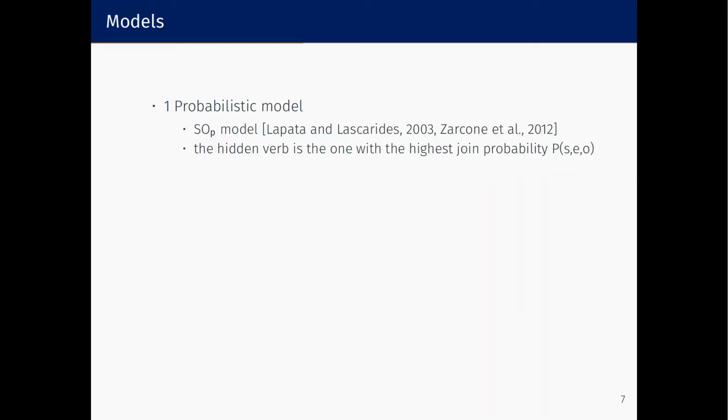We test different computational models for logical metonymy interpretation. The first one is the probabilistic model, previously introduced by Lapata and Lascarides and re-implemented by Zarcone in 2012. The probability baseline models the interpretation of a logical metonymy as the joint distribution of the subject, the object, and the hidden verb.